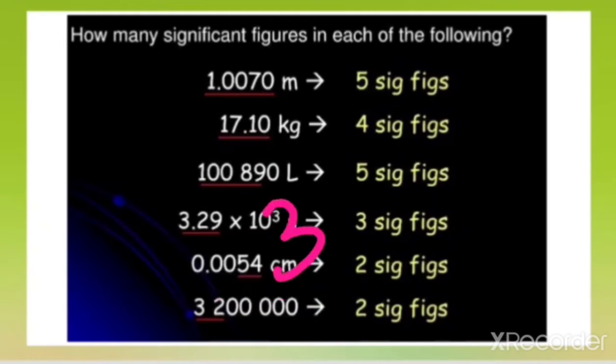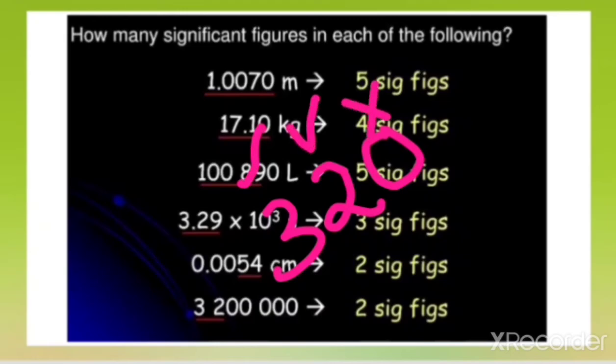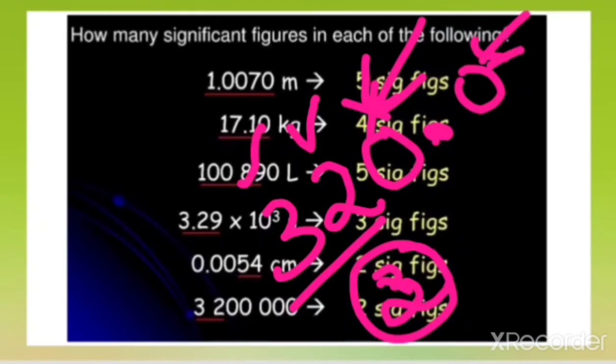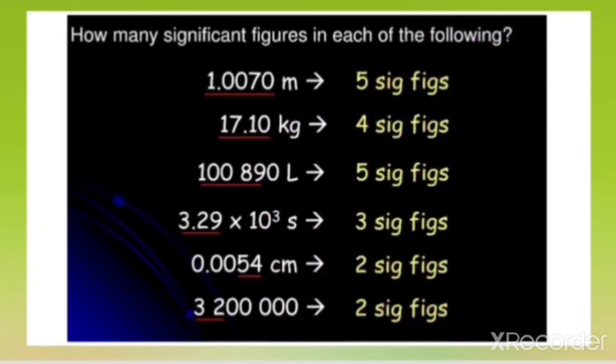If it is 32, 0, that means 320. At the time, this one is significant, this one is significant, but this is not significant. Okay, so here this one will be having only 2 significant figures. But if I am writing 320.0 at the time, because here there is a decimal point, we can include these in the significant figures. So that is the examples.